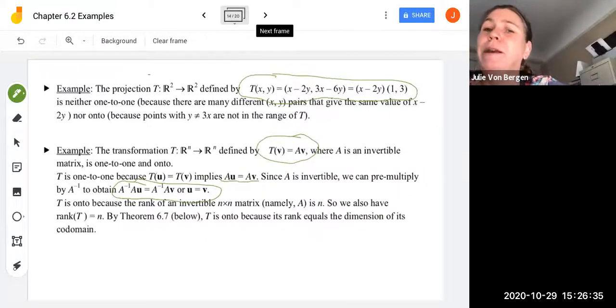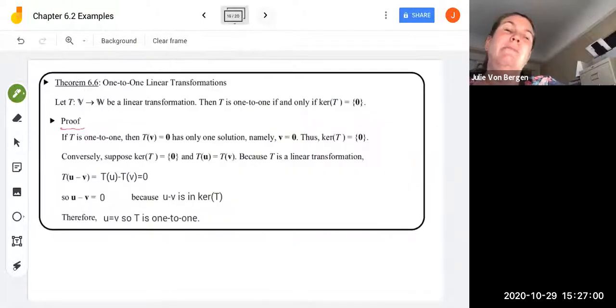T is onto because the rank of an invertible n by n matrix, in this case matrix A, is n. So we have rank T equals n, and then by the next theorem, T is onto because its rank equals the dimension of the codomain. You could think about that as: if the rank equals the dimension of the codomain, then everything gets mapped onto. There's no extra dimensions that aren't included.